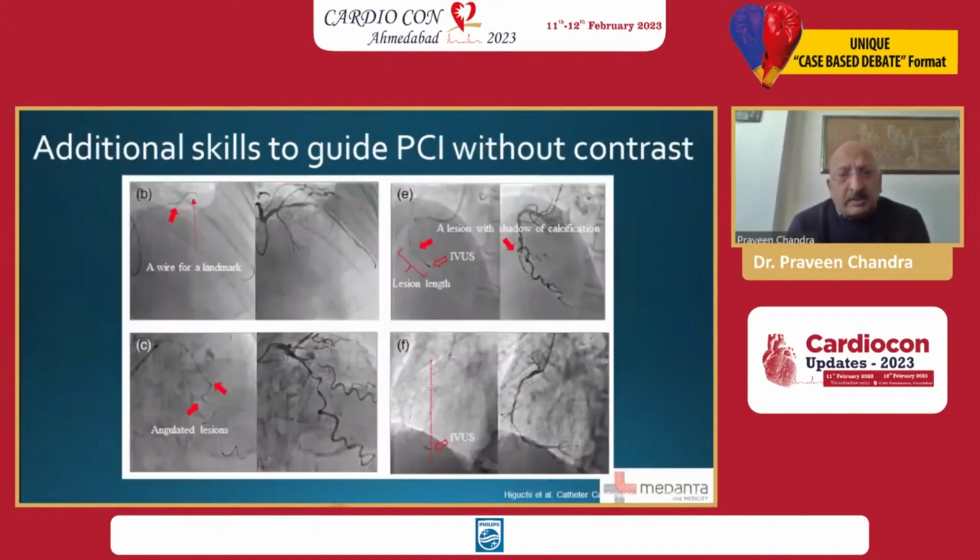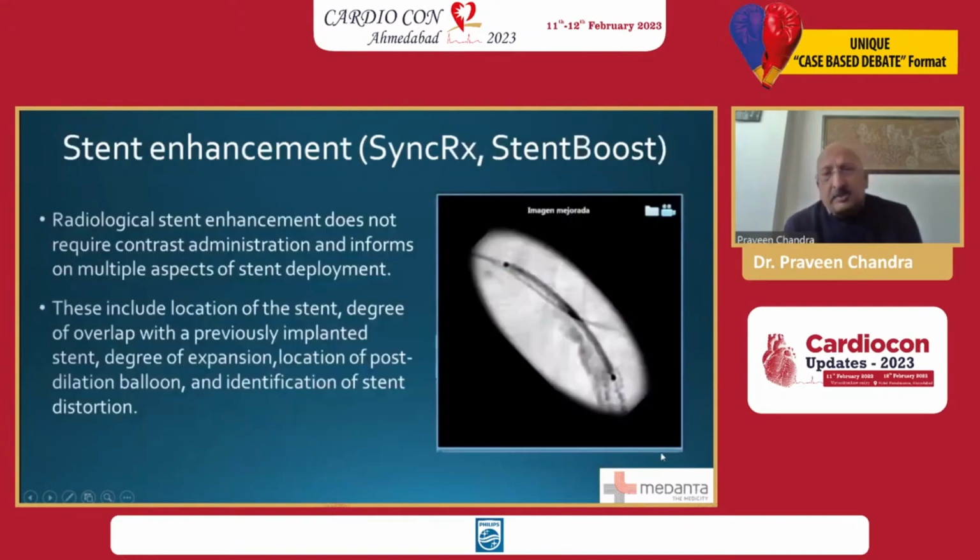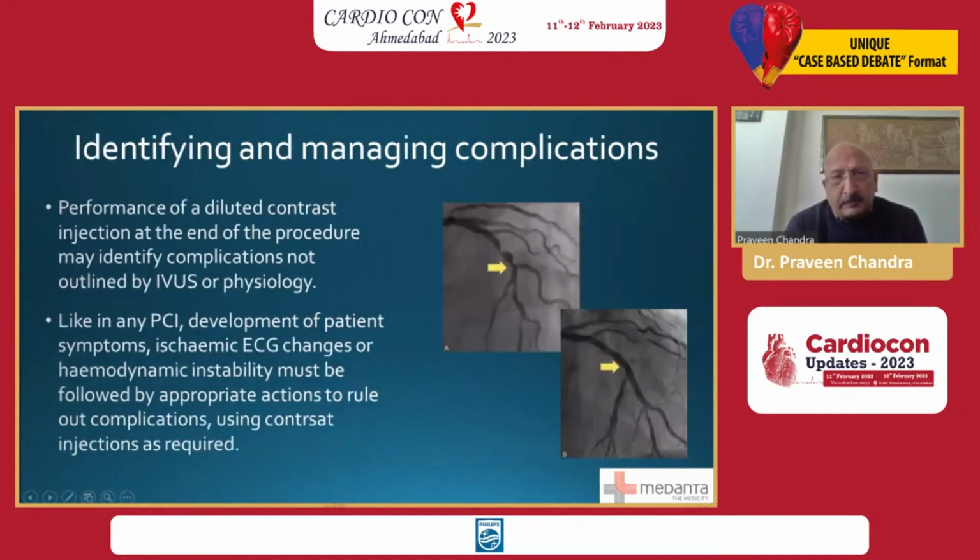And here you can see a very complex case like this angulated lesion. We are comparing with the previous images and trying to do it with the help of IVUS. So that is quite possible. Using StentBoost also is a helpful thing. During the stenting, we can check whether the stent is expanded or not, whether the second stent is overlapping properly or not. All this can be done without any contrast injection.